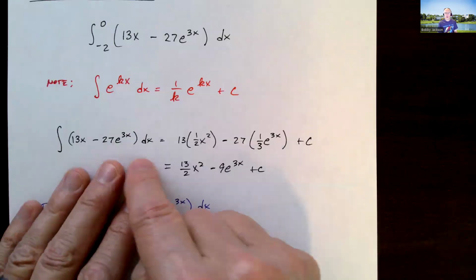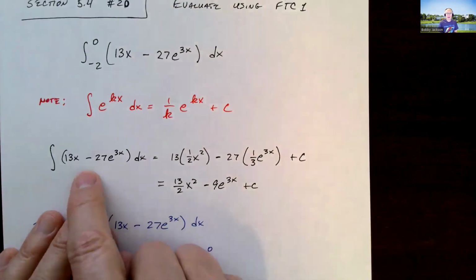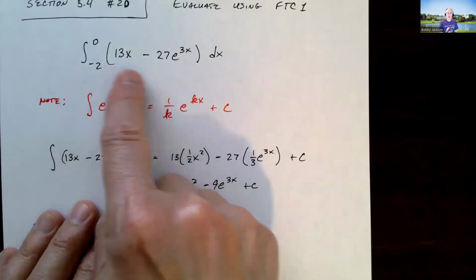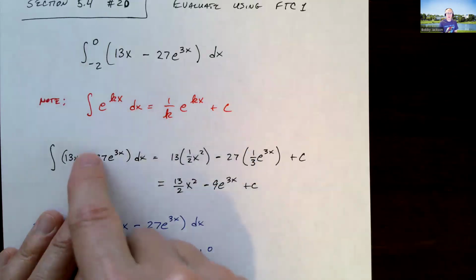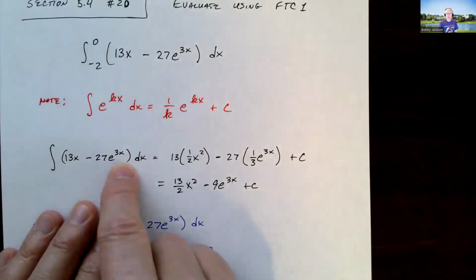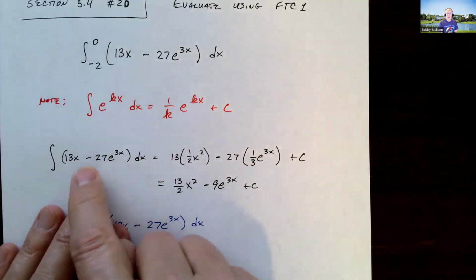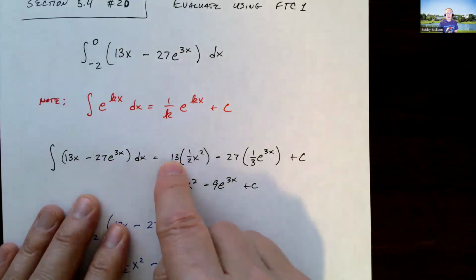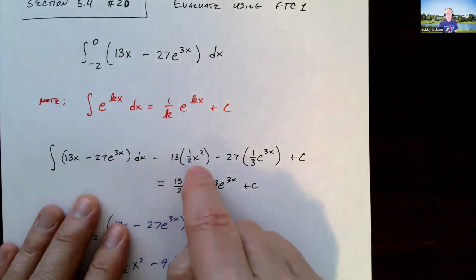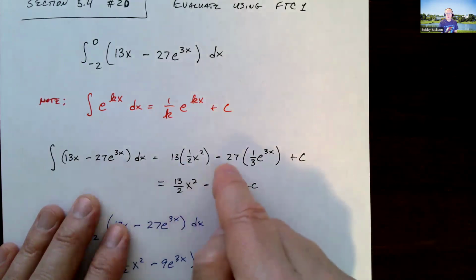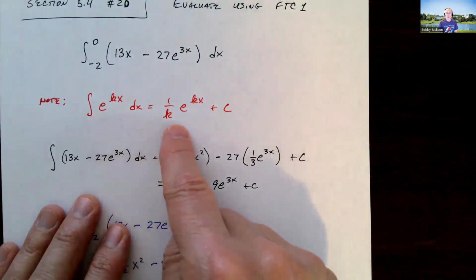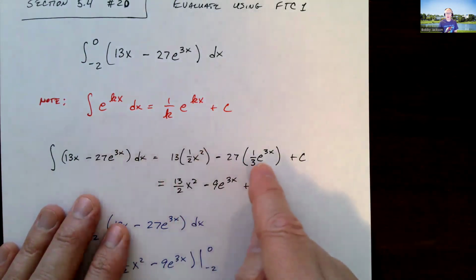Okay, so with that, I just want to find the antiderivative of the function that we're integrating, and then I'll reevaluate this definite integral. So let's just do the indefinite integral here. The antiderivative of 13 times x, we'll pull the 13 out. The antiderivative of x is x squared over 2, or 1/2 x squared. Here I'll pull out the 27, and the antiderivative of e to the 3x, as we said up here, k is 3, I get 1/3 e to the 3x.